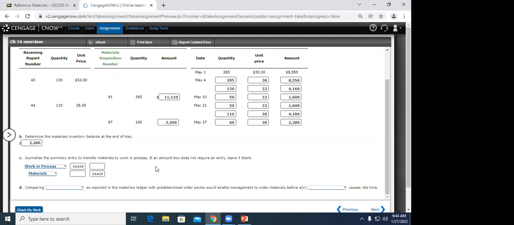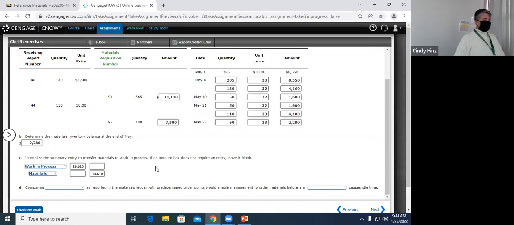What type of account is work in process? All the inventory accounts are assets. So that includes materials, work in process, and finished goods. They're all asset accounts.